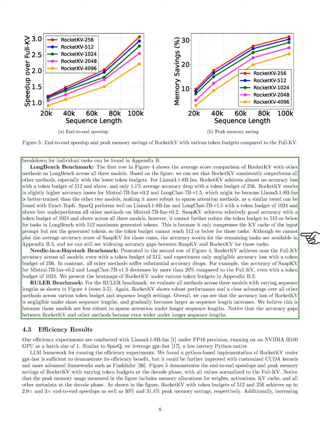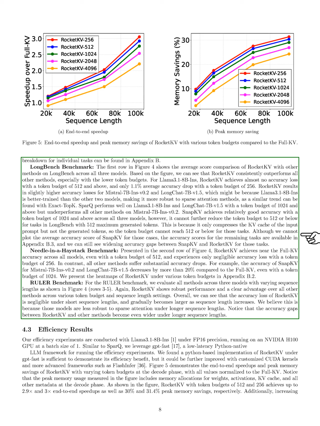For Llama 3.1-8B INS, RocketKV experiences almost no accuracy loss with a token budget of 512 and above, and only a 1.1% drop with a budget of 256. RocketKV shows slightly higher accuracy losses for Mistral 7B INS v0.2 and LongChat 7B v1.5, likely because Llama 3.1-8B INS is better trained, making it more resilient to sparse attention methods, a trend also seen with exact top-K.